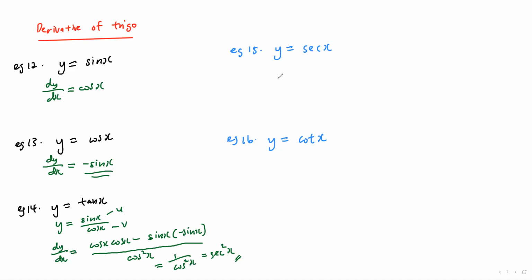Okay, now let's look at example 15. Okay, so y equals secant x. Secant x is actually 1 over cosine x. Okay, well, I could have used quotient rule, but I think I wouldn't. I would just use chain rule, right? Because that's the same as cosine x to the power of negative 1. So if I were to differentiate, I would get negative 1 times cosine x to the power of negative 2, multiplied by the derivative of the inside, which is cosine x, right? So differentiate cosine x, you should get negative sine x.